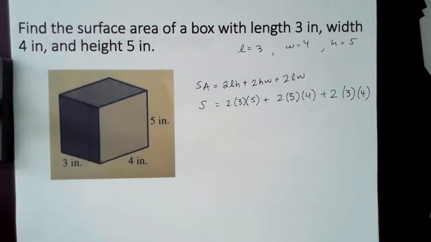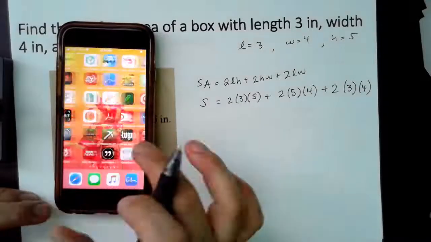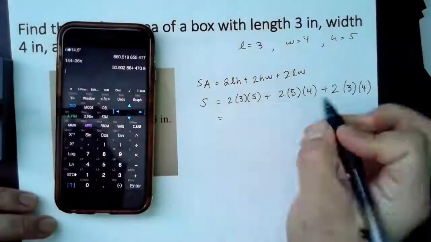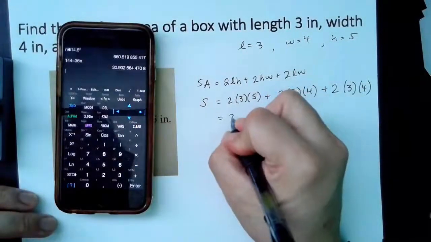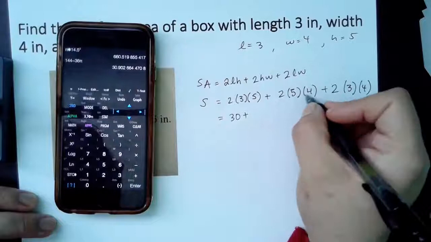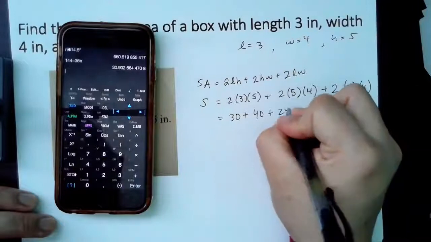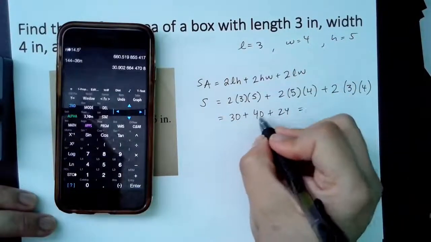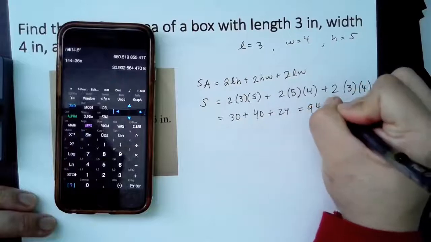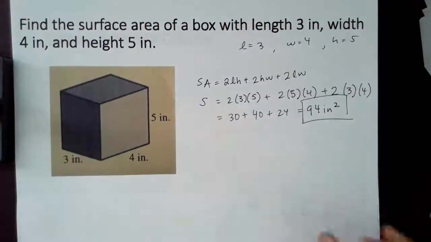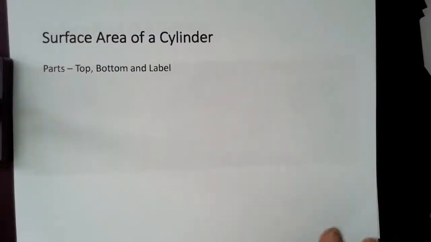So let's plug that in and make sure that you are mindful of your signs. We could probably do this mentally as well. But let's try. This is going to be 2 times 3, 6 times 5 is 30, plus 2 times 5 is 10, times 4 is 40, plus 6 times 4 is 24. So we didn't even really need the calculator. 30 plus 40 is 70, plus 24 is 94 inches squared, because we're talking about area. So that's it for this example. Now, let's talk about the surface area of a cylinder.